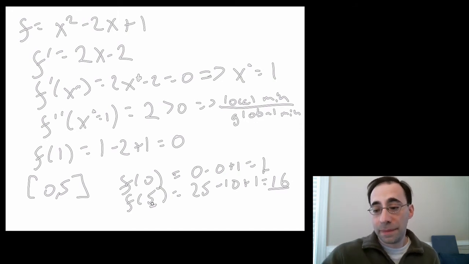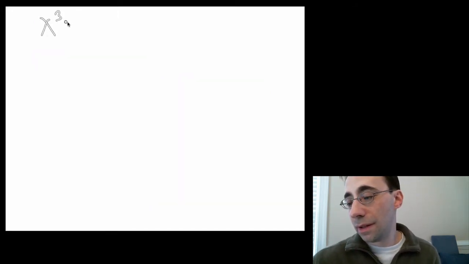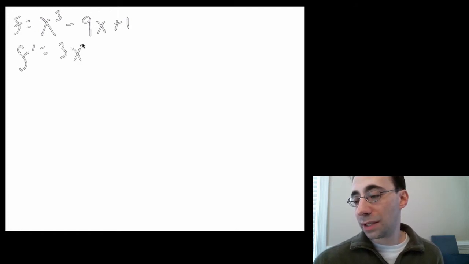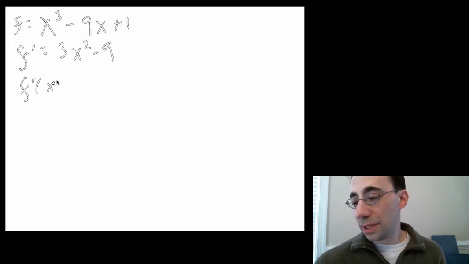So there's one example. Let's do another quick example like we did before. Here's x cubed minus 9x plus 1. Again, f prime is going to be 3x squared minus 9. We will set that equal to 0.